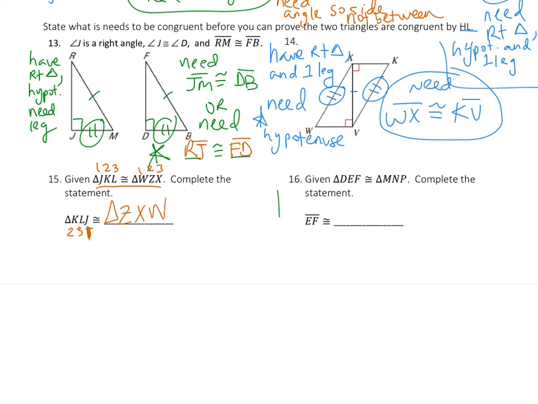On this next one, I want you to do this yourself, so fill in what needs to be congruent if my two triangles are congruent to each other. You should notice that this is the second and third letter, so you need to pair up the second and third letters. So it should be PN is congruent to EF.